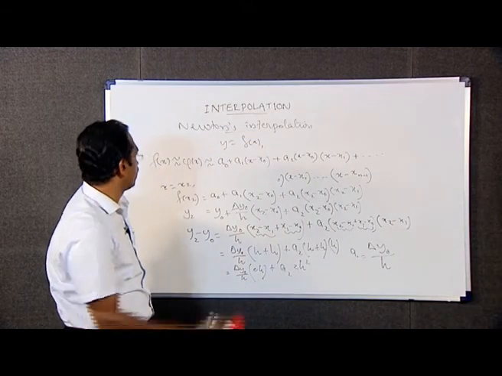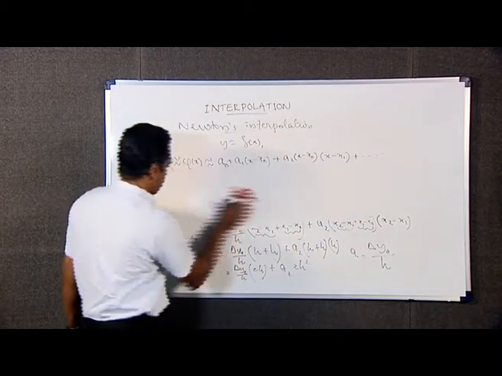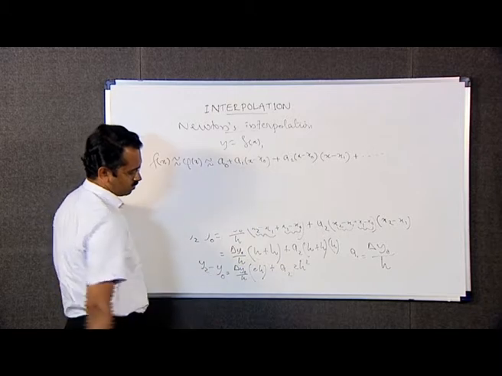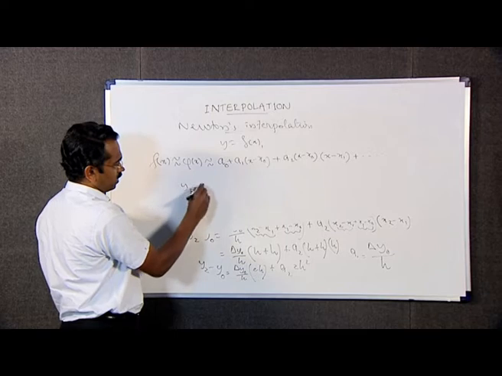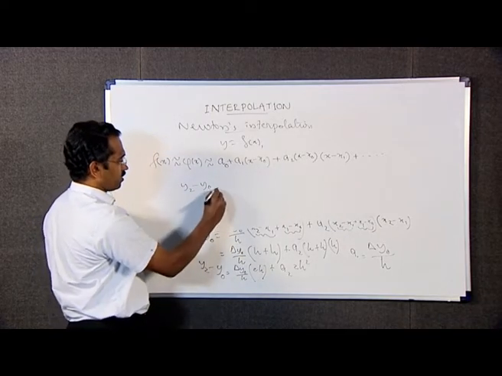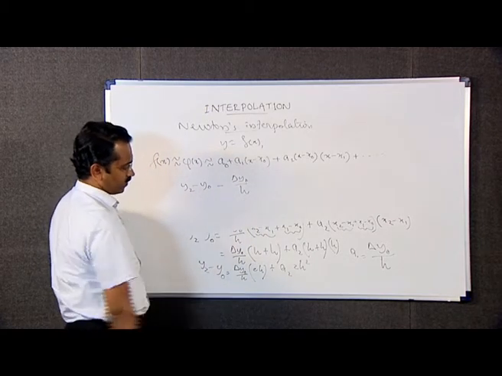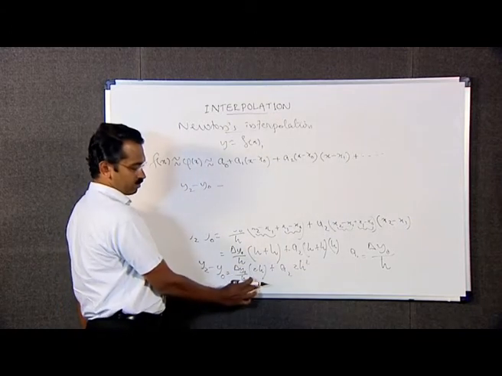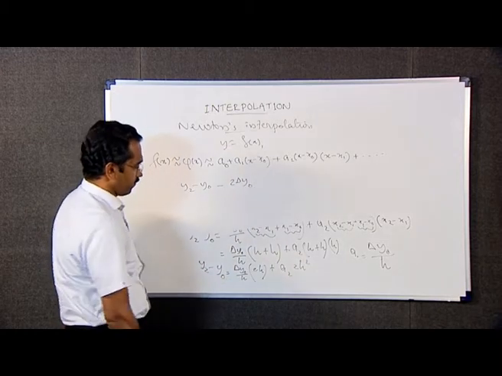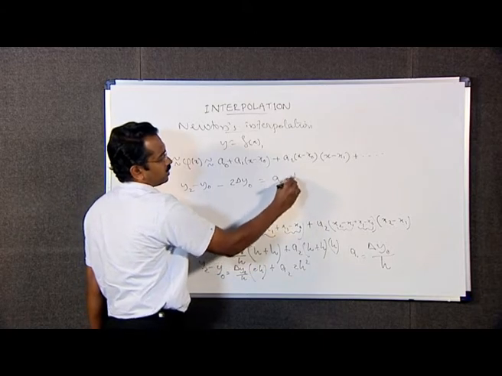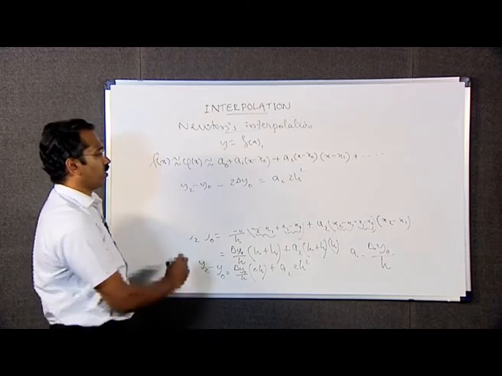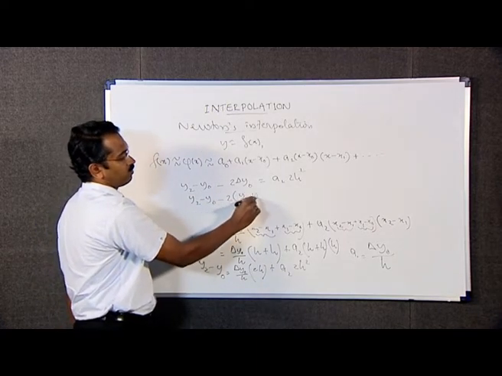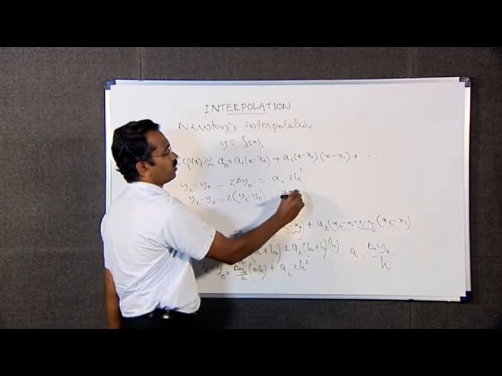From this we can write a2. Here y2 minus y0 minus delta y0 divided by h into 2h, where h is cancelled, that is 2 delta y0, is equal to a2 into 2h square. That is, y2 minus y0 minus 2 times delta y0, where delta y0 is y1 minus y0, is equal to a2 into 2h square.